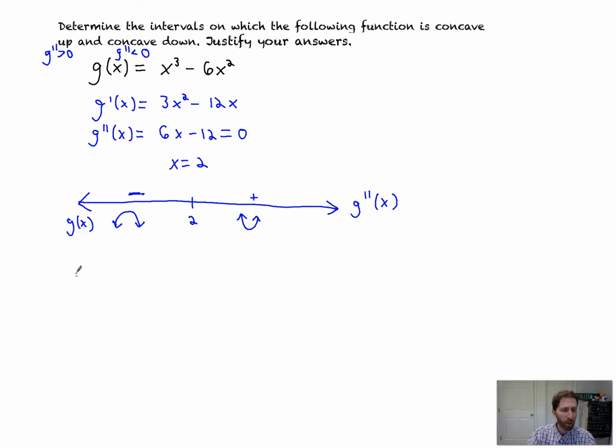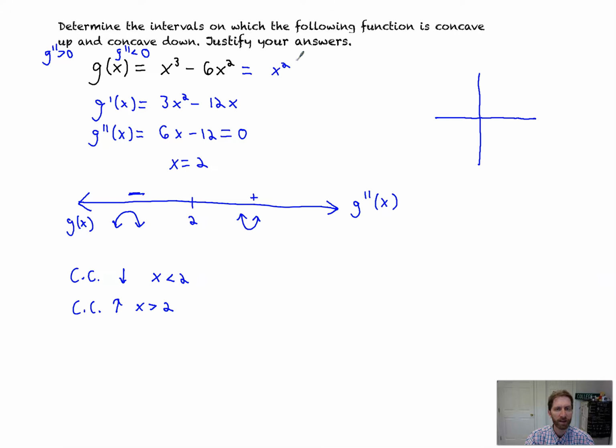So the interval where we're concave down is going to be from negative infinity to 2, or you could just say x is less than 2. And we're concave up for x is greater than 2. That's all it is. When you take a super rough look at this function, if I factor it out just for fun, you get x squared times x minus 6. So you're going to have something that goes down, and then goes up again, roughly. And so here we are concave down all the way until about 2, and then concave up everywhere thereafter.